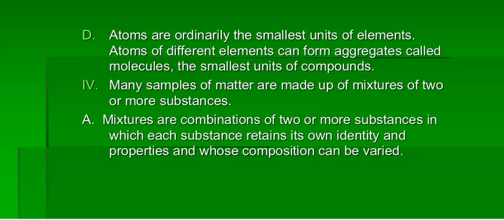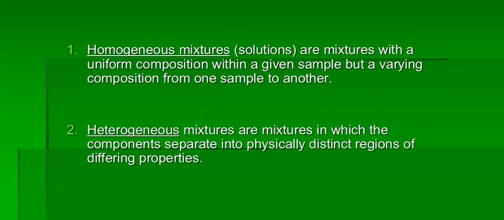Atoms are the smallest units of elements, and atoms of different elements can combine to form molecules, which are the smallest units of compounds. Okay, so all matter can be divided into substances, which are elements or compounds, or mixtures. Mixtures are combinations of 2 or more substances. Each substance retains its own identity, and the composition can be varied for mixtures. There are 2 types of mixtures. There are homogeneous mixtures, which are called solutions. They have a uniform composition within a given sample, but a varying composition from one sample to another.